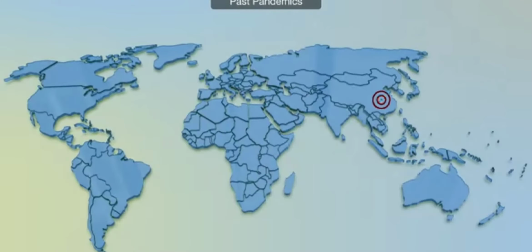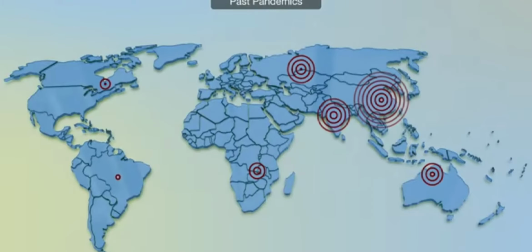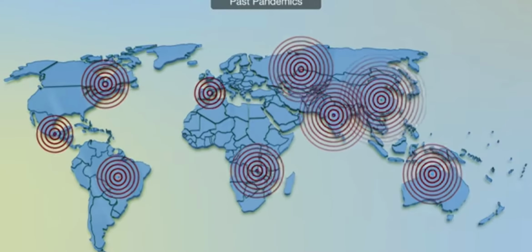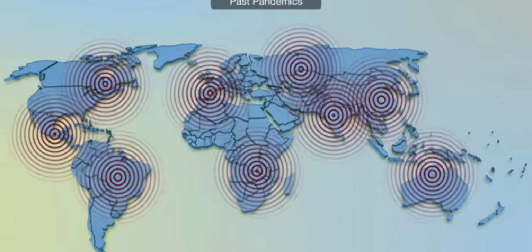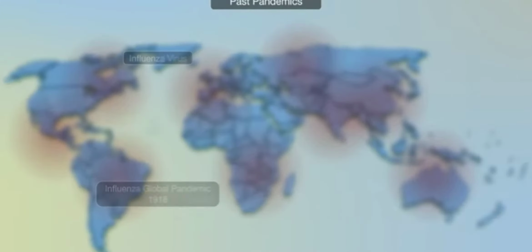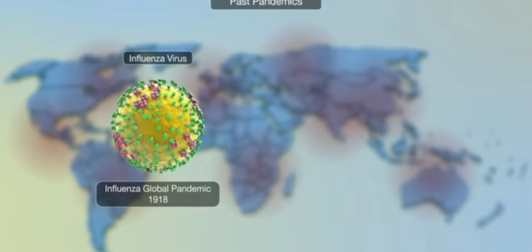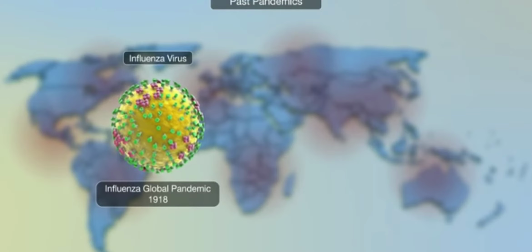Pandemics indicate outbreaks of disease that spread to cover an entire region or the world. A pandemic can result in massive loss of life. In the last 100 years, there have been 4 global pandemics, the worst being the 1918 influenza pandemic, resulting in an estimated 50 to 100 million deaths.